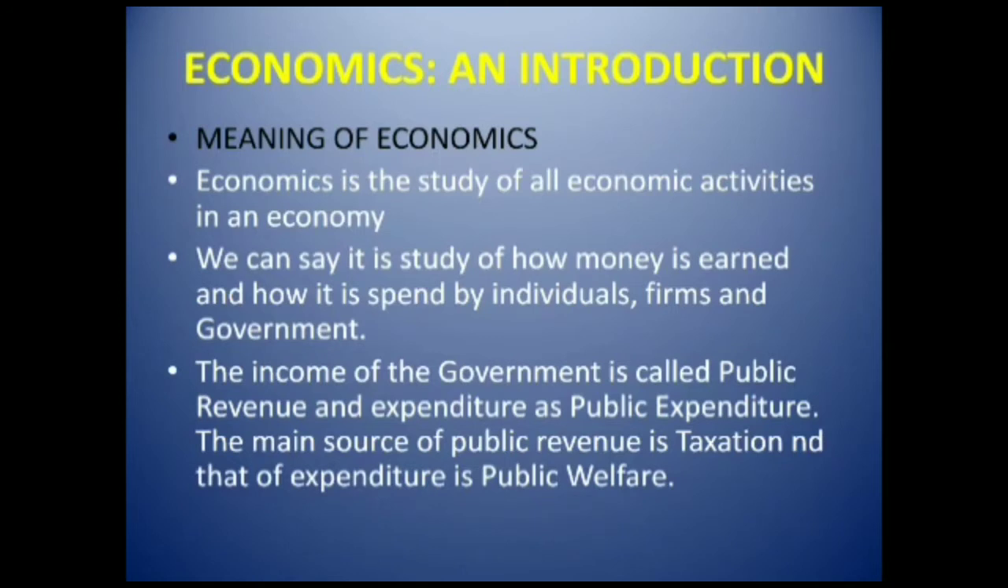Now, when we come to government, the income of the government is called public revenue, and when government spends that money for the welfare of the people, that is called public expenditure. Now, government collects the money by two sources. One is called tax revenue, other is called non-tax revenue. Tax revenue means money collected by way of taxes. Government imposes different taxes on the people and it collects money from the people. Then non-tax revenue, apart from tax, there are other sources from which government collects the money from the people, and that is what is called non-tax revenue.